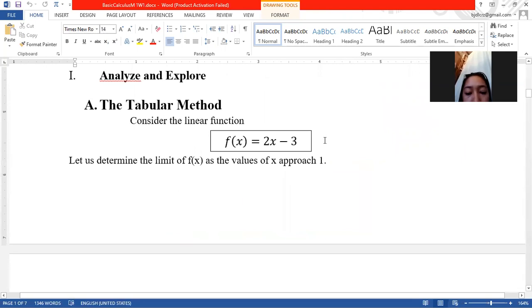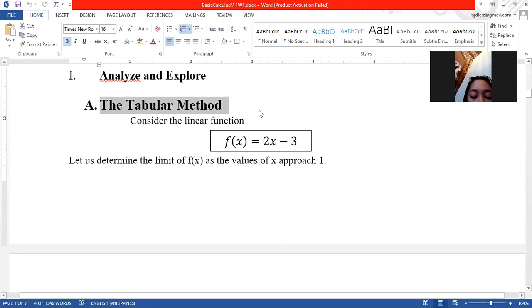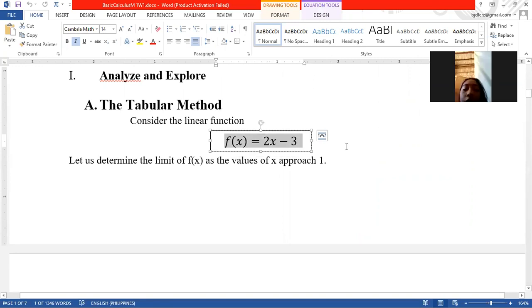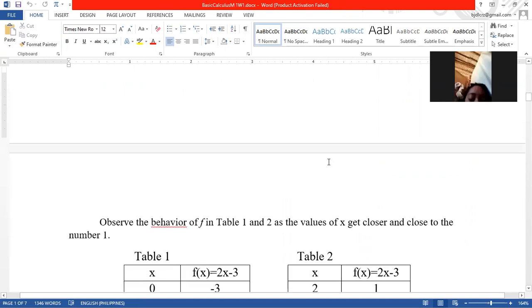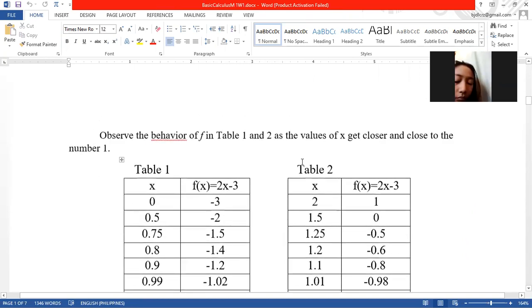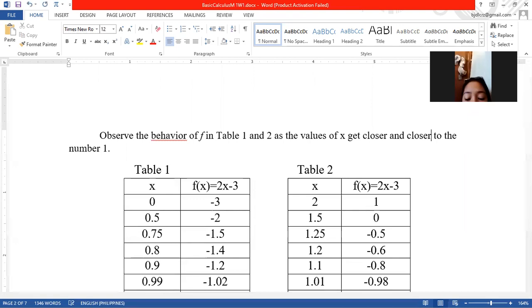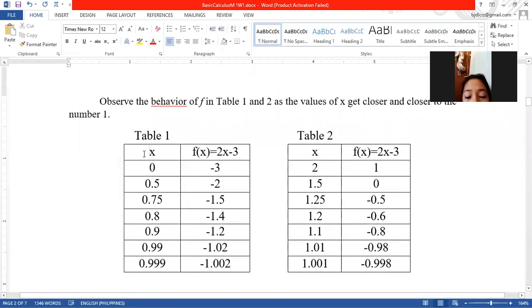So for analyze and explore, first is the tabular method. So let us consider the linear function, which is f of x is equal to 2x minus 3. Let us determine the limit of f of x as the values approach 1. So let's observe the behavior of f in table 1 and 2 as the values of x get closer and closer to number 1.